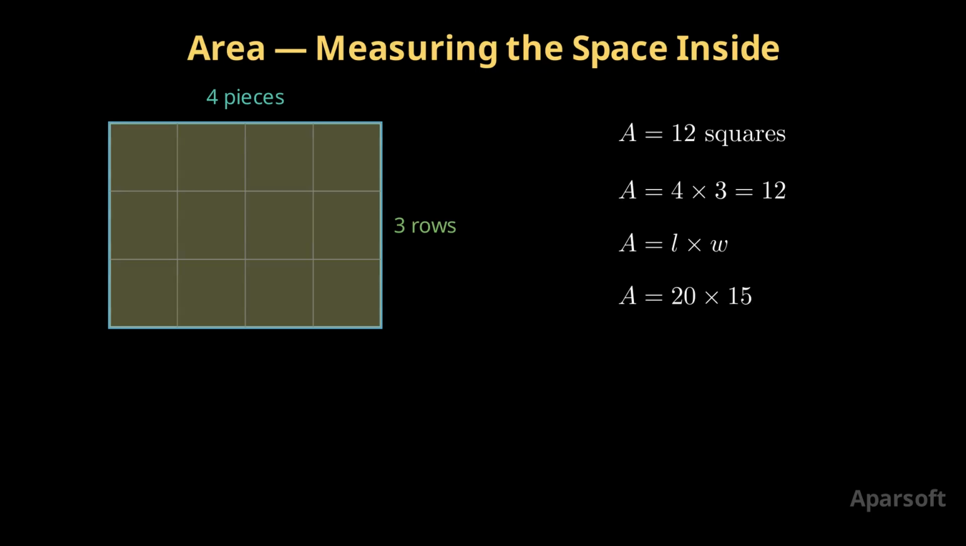Now let us use real numbers. If the length is 20 centimeters and the width is 15, the area is 20 times 15, which equals 300. But notice the units. Perimeter was in centimeters, but area is in square centimeters, centimeter squared. That little square tells us we are measuring flat space, not a line. For a square, all sides are equal, so the area is S squared.